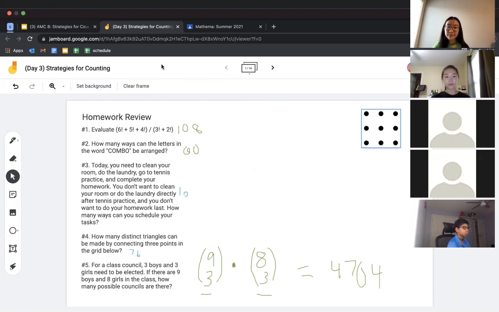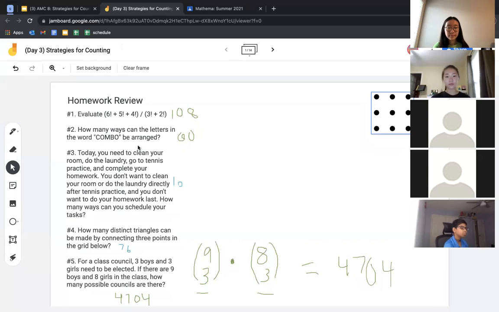Okay, so does anyone have any questions about the homework before we move on? Oh, you added them. That's sad. But yeah, that's a common mistake. Remember the fundamental counting principle. You have to multiply, because the choices are independent.